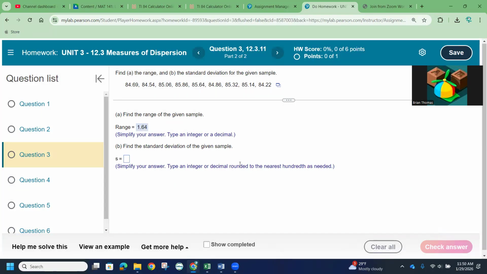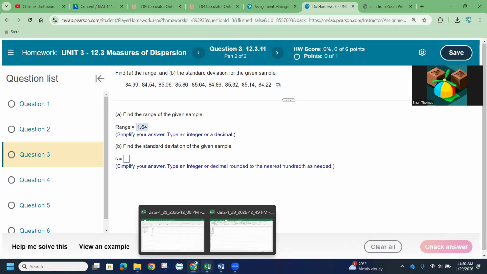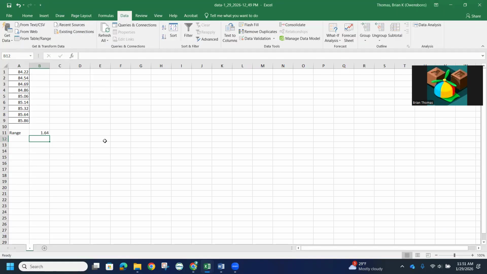Now the sample standard deviation. And they want us to round S to the nearest hundredth in the end. So we don't do any rounding until the very end. I'm going to go back to my spreadsheet, see if I can find the correct one here. Got two of them open. Click on that one. Yep, that one works. I forgot to close that other one out.